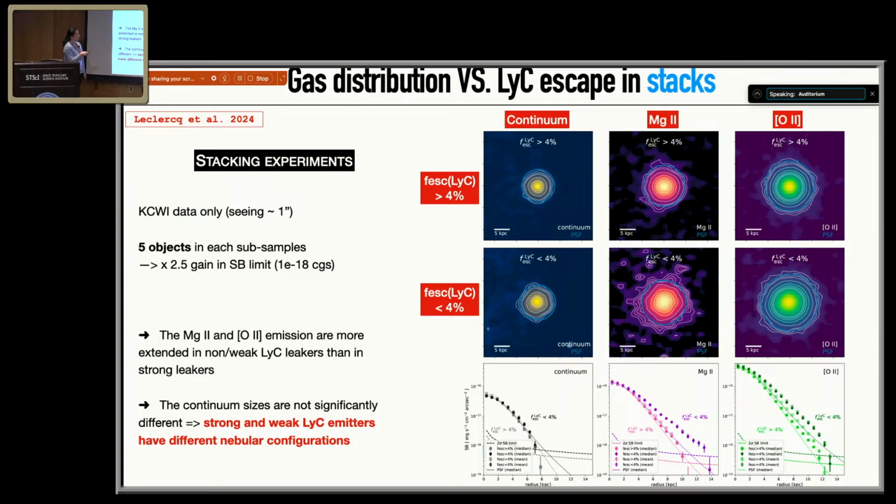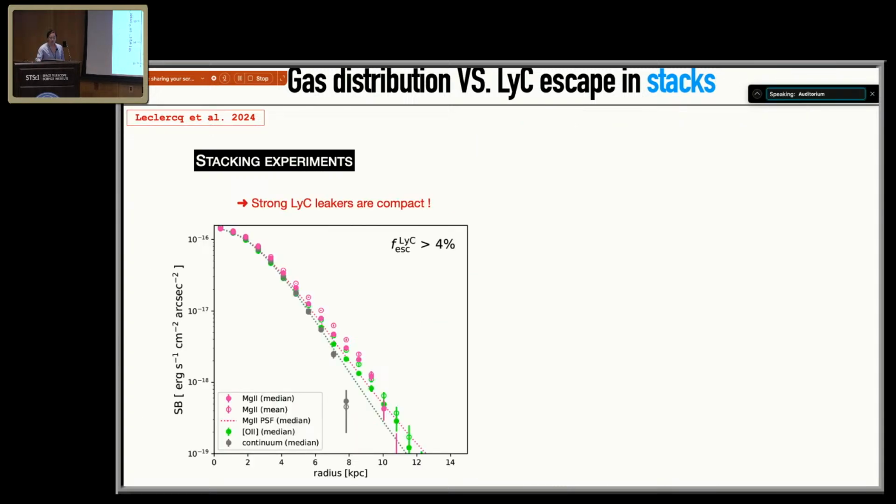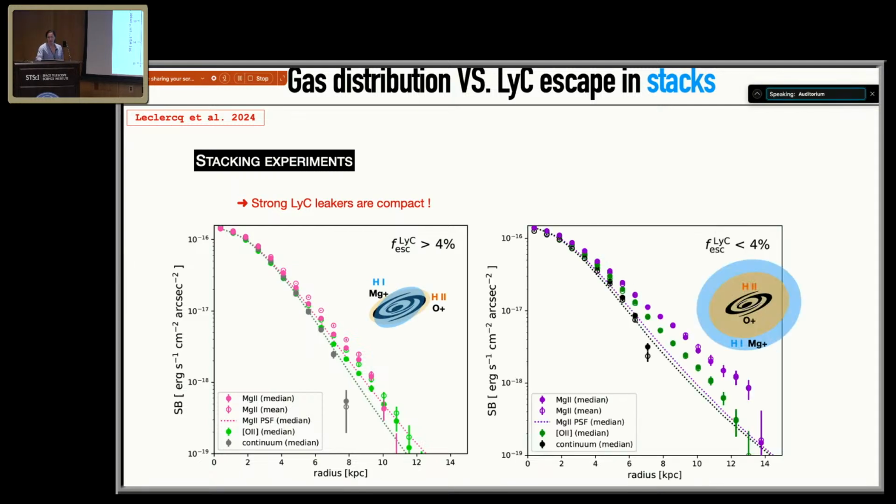and you can see that the continuum size is not so different for the weak and strong leakers, but the nebular configuration is more extended for the weak and non-leakers. Quickly, I'm showing the surface brightness profiles of the stacks for the strong leakers. So all profiles are following each other quite well. So leakers are compact.